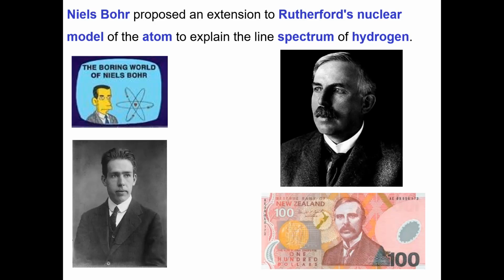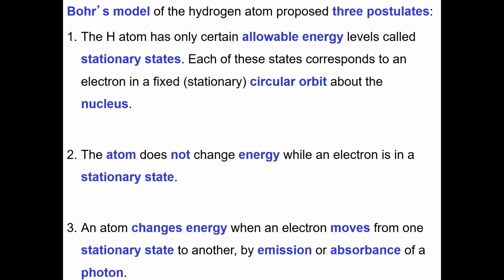So Niels Bohr comes along and he says, what if we extend the Rutherford planetary model of the atom in such a way that the electron is able to move between orbits of different sizes? And this gives rise to what we call the Bohr model of the atom. So in the Bohr model of the hydrogen atom, there are 3 key ideas. The hydrogen atom has only certain allowable energy levels.